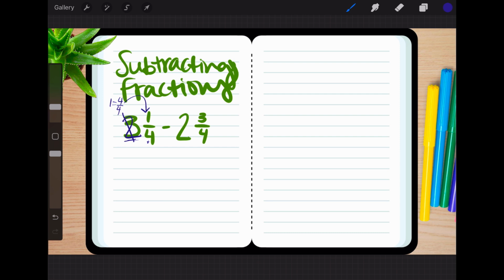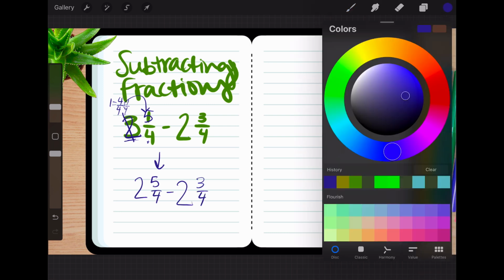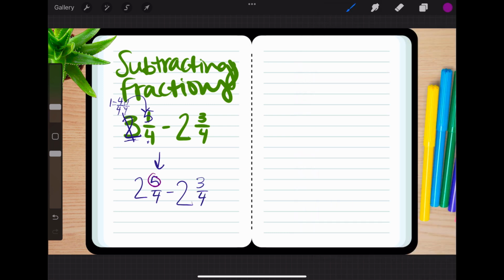I'm going to take those 4/4 and put them with my 1/4. 4/4 plus 1/4 is 5/4. So that becomes 5/4. Okay, so now I've got 2 and 5/4 minus 2 and 3/4. Same problem, I just rewrote it so it's easier to see.